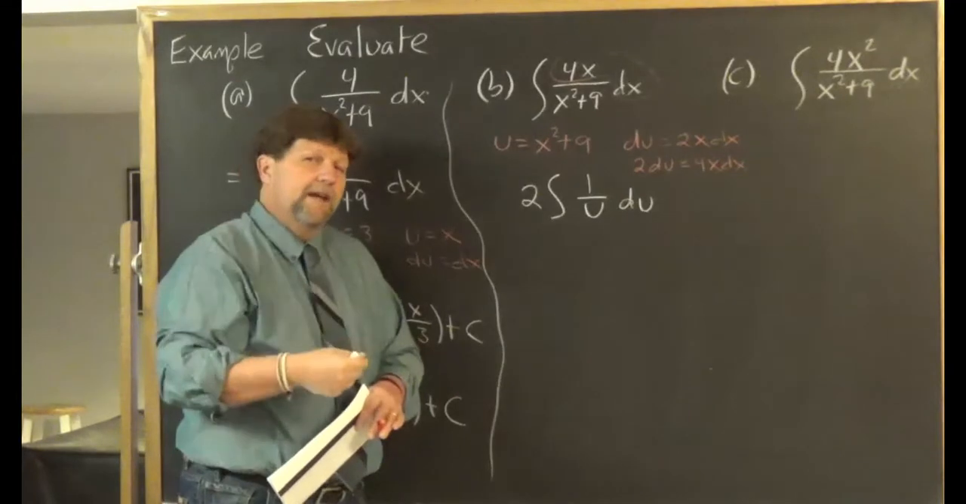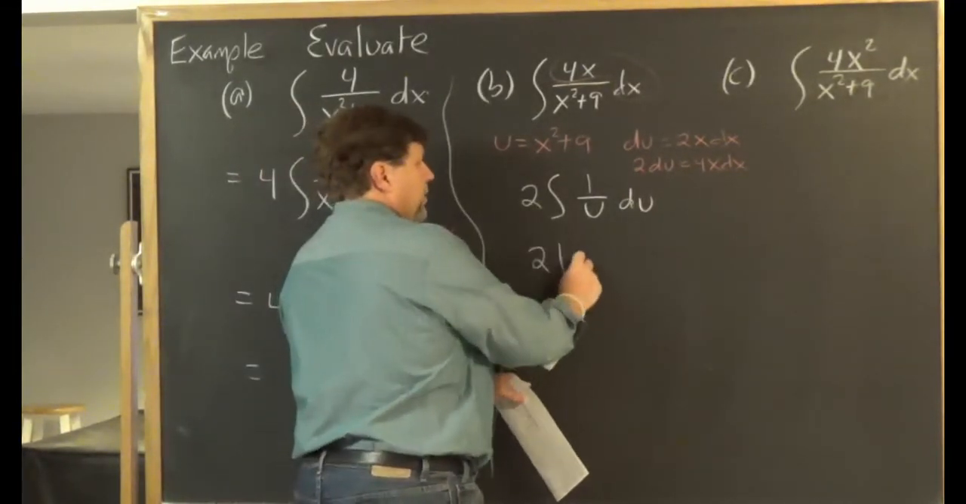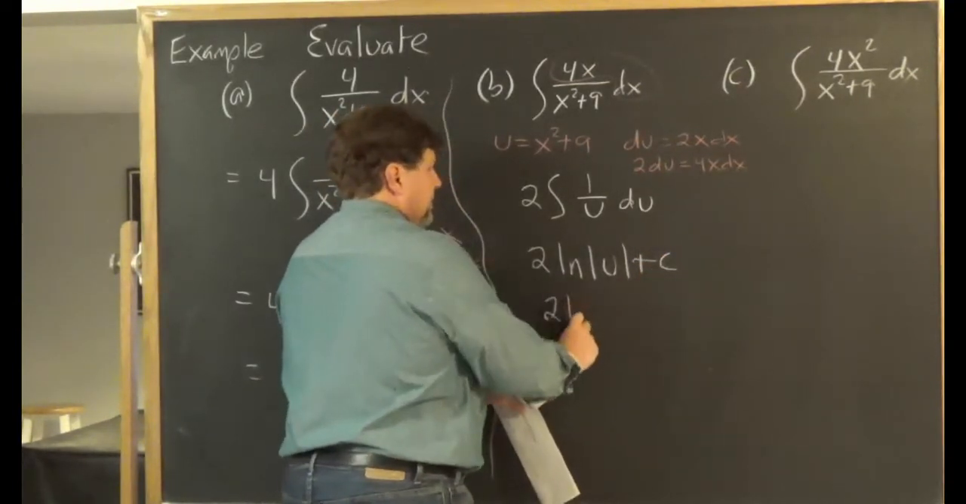And I know what the antiderivative of 1 over u is. The antiderivative of 1 over u is natural log absolute value of u. I resubstitute.